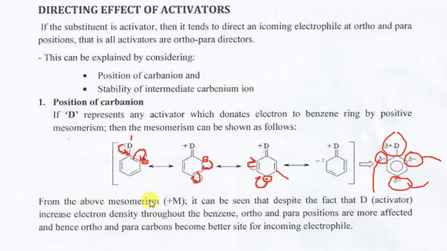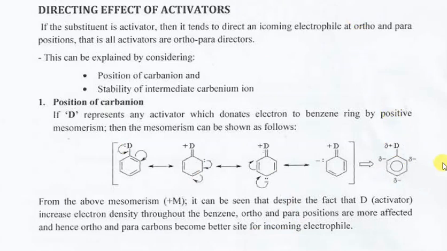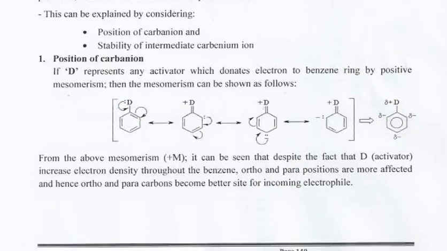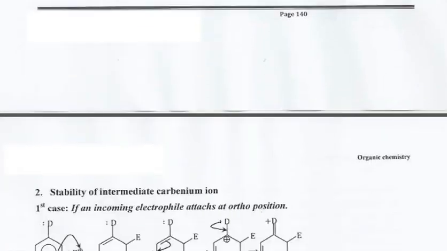So from the above mesomerism au positive mesomeric effect, it can be seen that despite the fact that huyu D ambaye ni activator, yani huyu group D ambaye ni activator, increase electron density throughout the benzene. Unaona, ortho and para position are more affected, and hence ortho and para carbons become better site for incoming electrophile. So the ortho and para positions in this case, they become a better site for the incoming electrophile in the electrophilic substitution reaction. Kwa hivyo ndivyo ambavyo activators zinakuwa zinafanya.